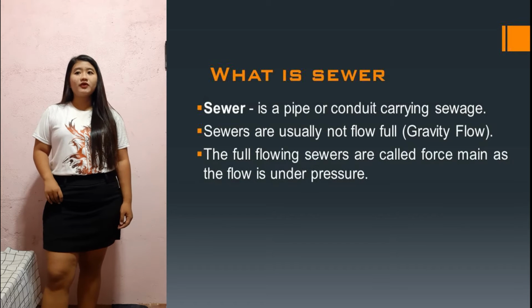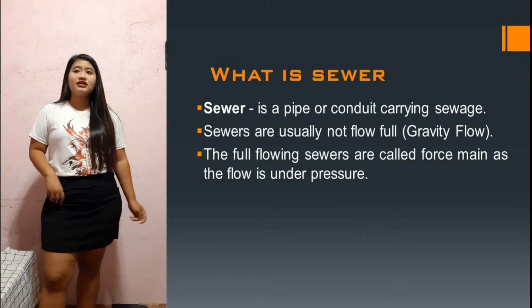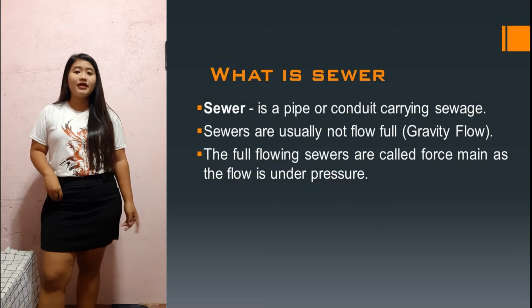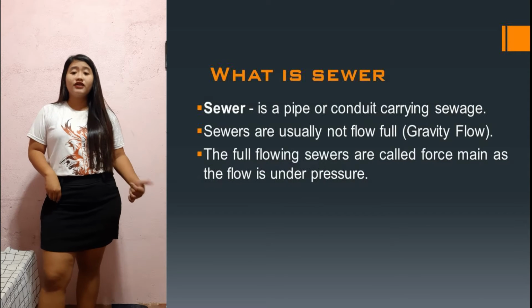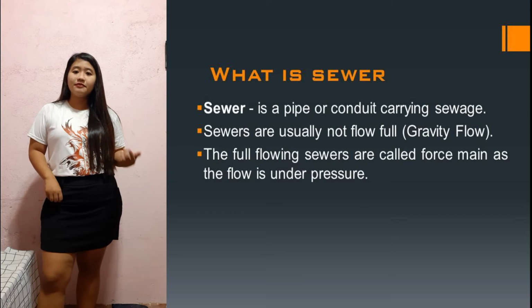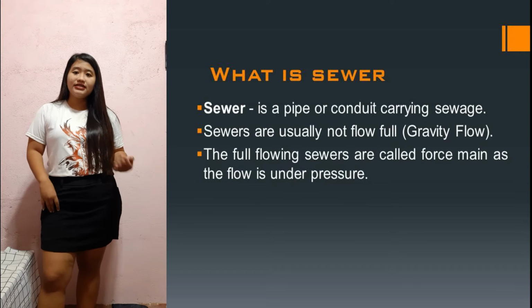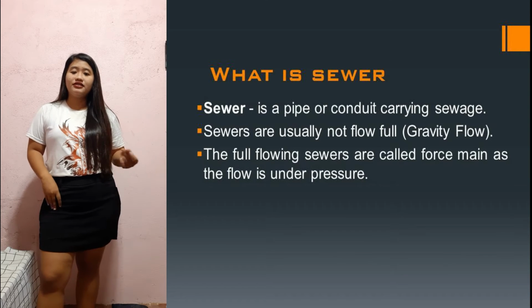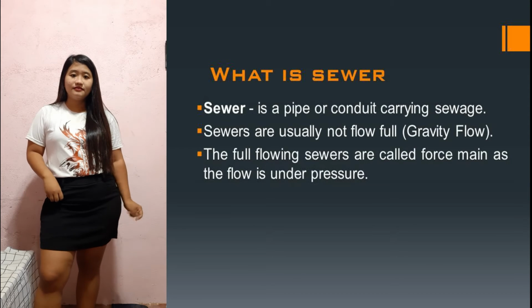So sewer is a pipe or conduit carrying sewage. Sewers are usually not flow-full or gravity flow. The flowing sewers are called forced main as the flow is under pressure. So in simple terms, sewer is an artificial pipe carrying wastewater and used water to be delivered to a wastewater treatment plant, where it is cleaned and treated and distributed to the environment.